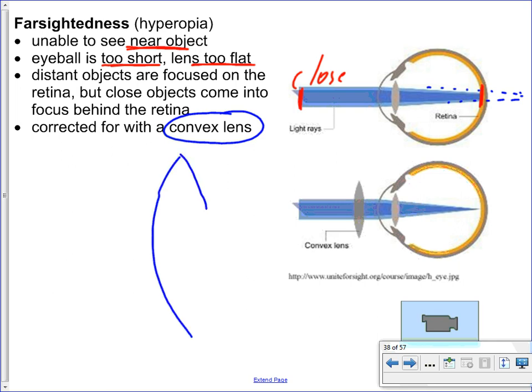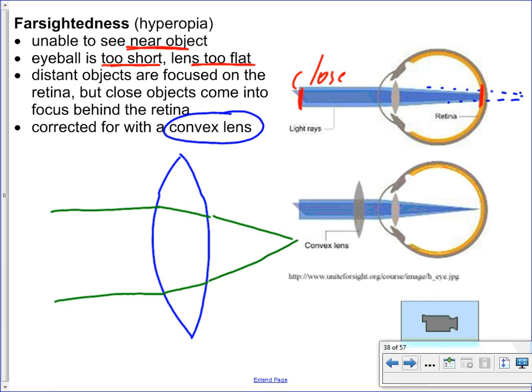Convex lens, exactly the opposite shape as the concave lens. And this one here, when the light is coming in, it's going to bend it in this direction. So the concave was called a divergent lens. This one is a convergent lens because these lines are converging, and in this case they're converging right where we want them to, which is on the retina itself.